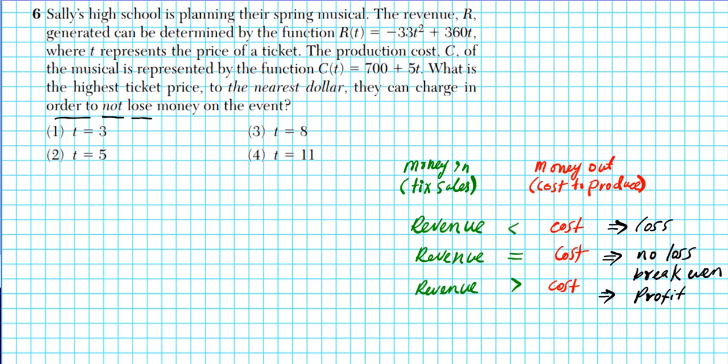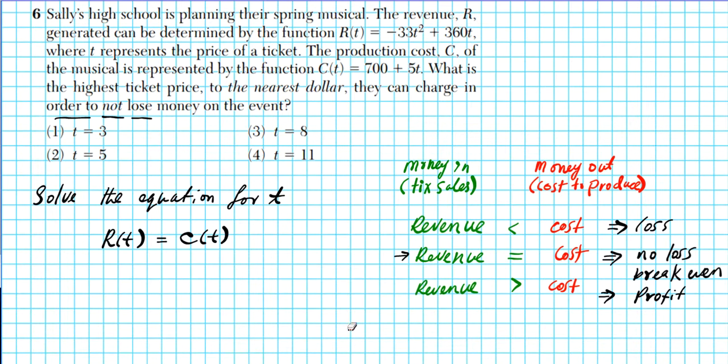Okay, so in order to guarantee that there is no loss, what we're going to do, taking a look at this scenario right here, is solve the equation for t. What equation? We're going to solve the equation R of t, the revenue, equals the cost. Okay, if we can solve this equation for t, then we'll know the highest ticket price that they can charge in order not to lose money. Alright?